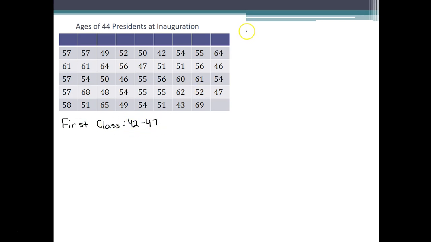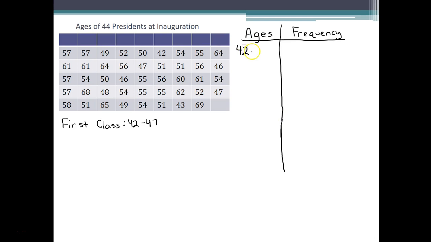Okay, so the ages are going to be the left column, and then the frequency that those ages occurred is going to be the right column. And this one's going to be a little more fun because the data is not in numerical order for us. All right, now they told us the first class had to be 42 to 47.